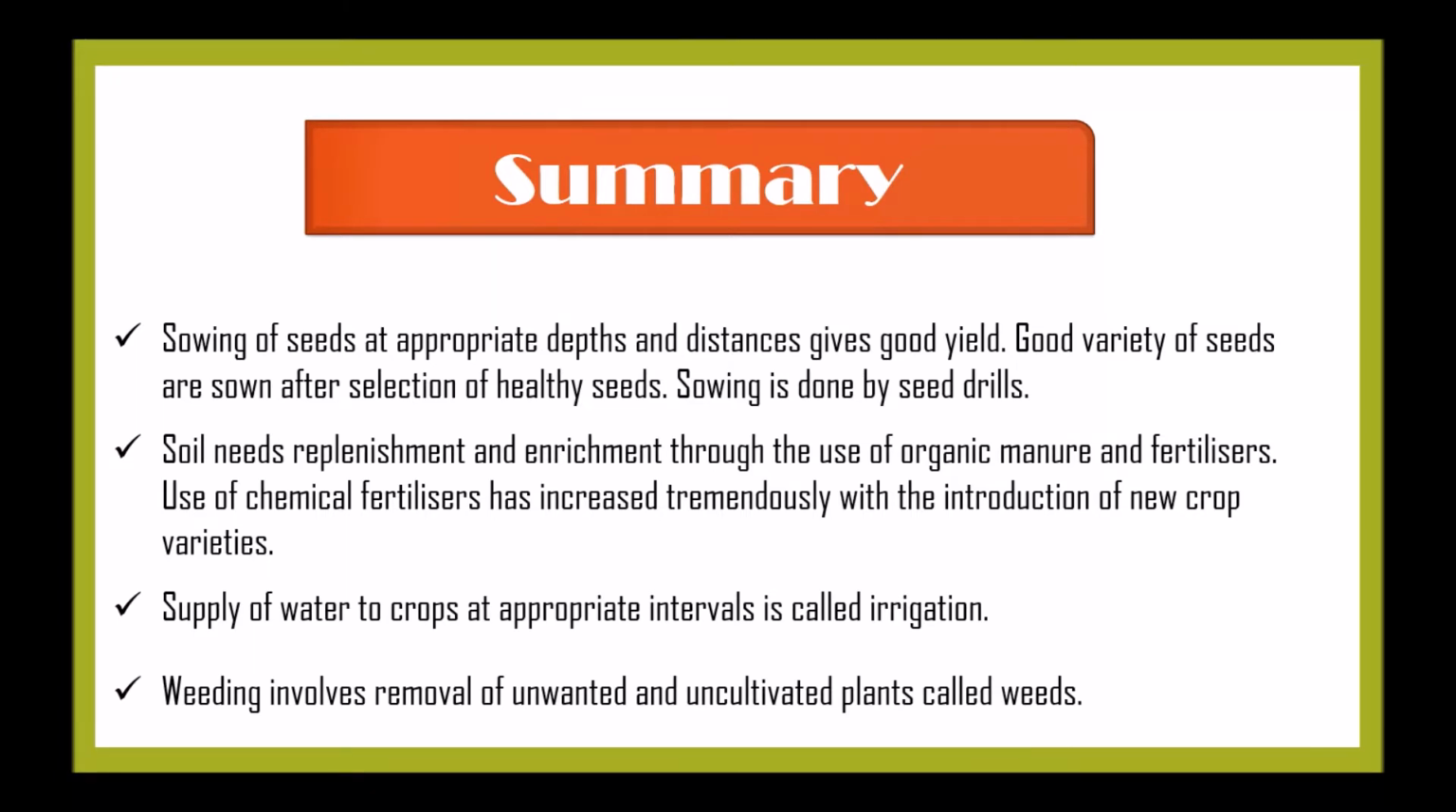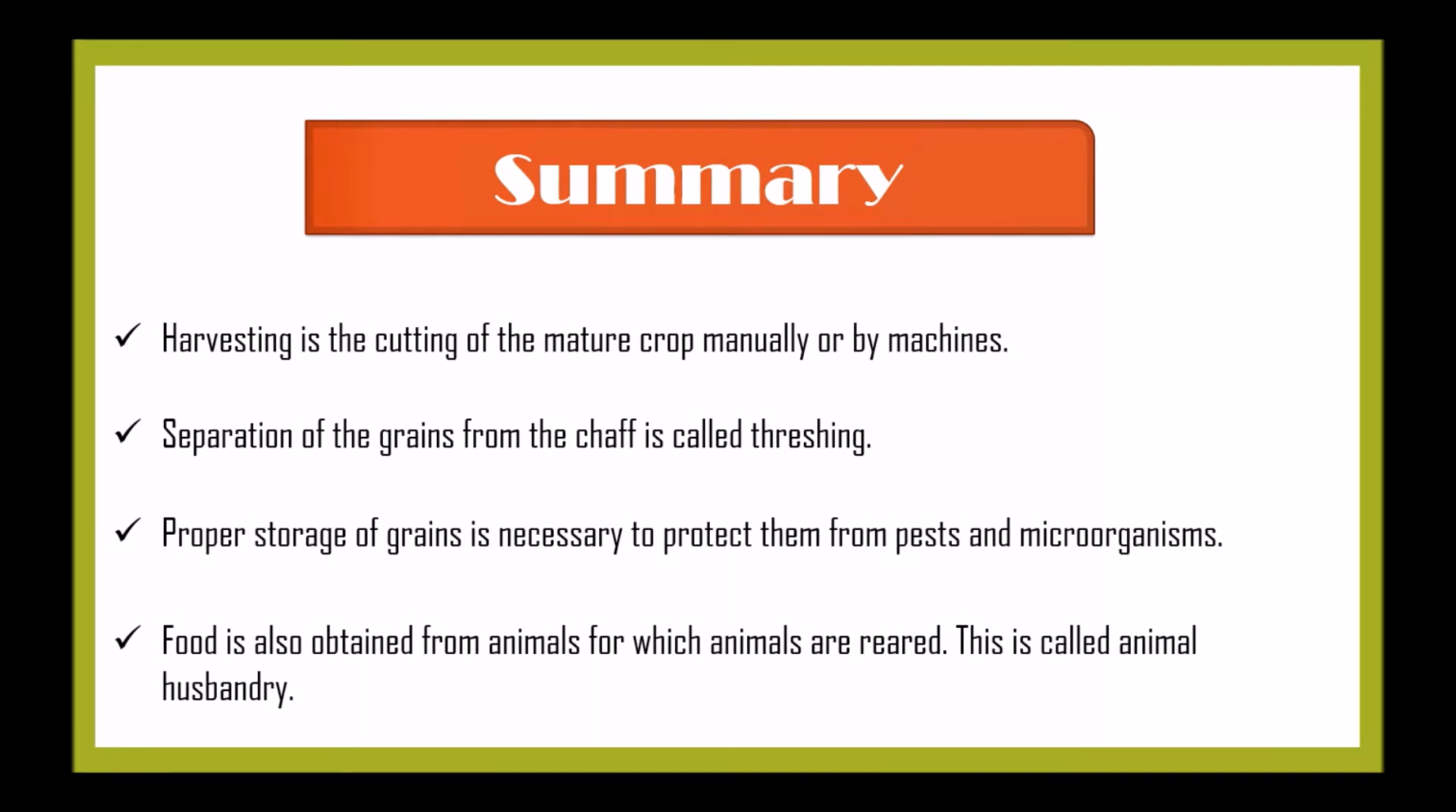Supply of water to crops at appropriate intervals is called irrigation. Weeding involves removal of unwanted and uncultivated plants called weeds. Harvesting is the cutting of the mature crop manually or by machines. Separation of grains from the chaff is called threshing. Proper storage of grain is necessary to protect them from pests and microorganisms. Food is also obtained from animals for which animals are reared. This is called animal husbandry.